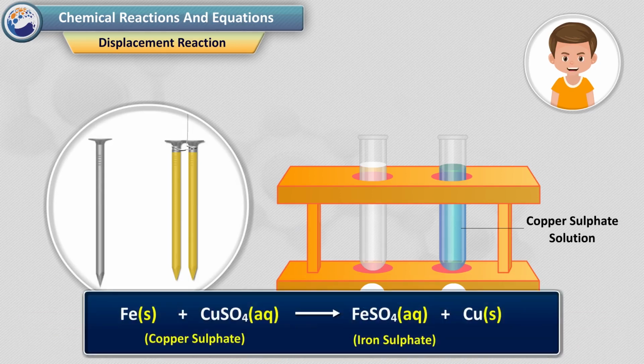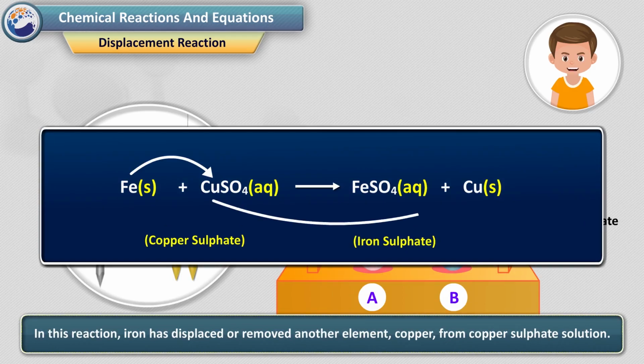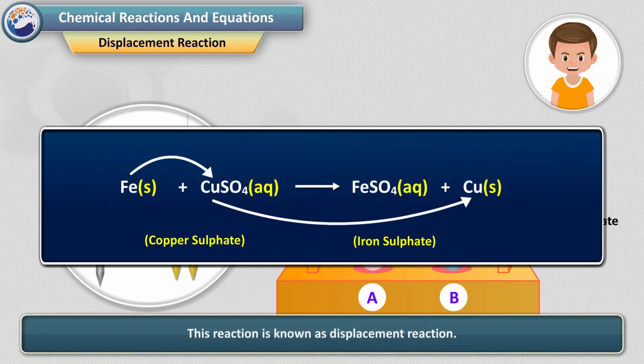The following chemical reaction takes place in this activity. Iron plus copper sulfate gives ferrous sulfate plus copper. In this reaction, iron has displaced or removed another element, copper, from copper sulfate solution. This reaction is known as displacement reaction.